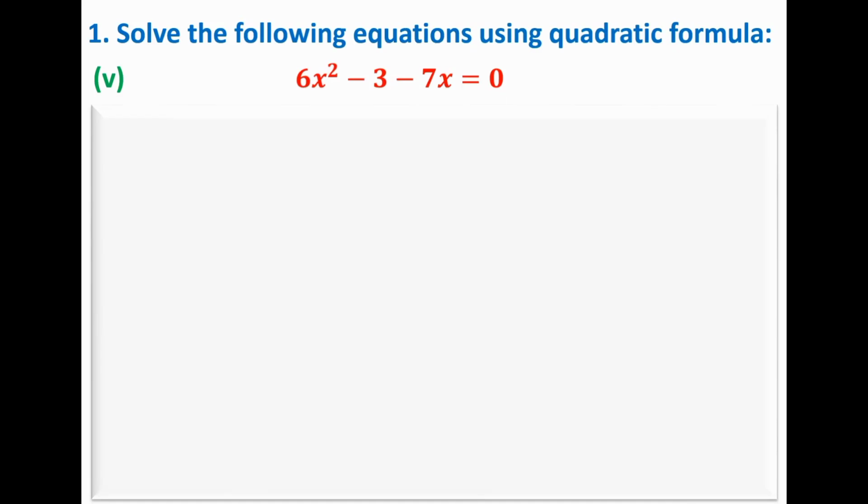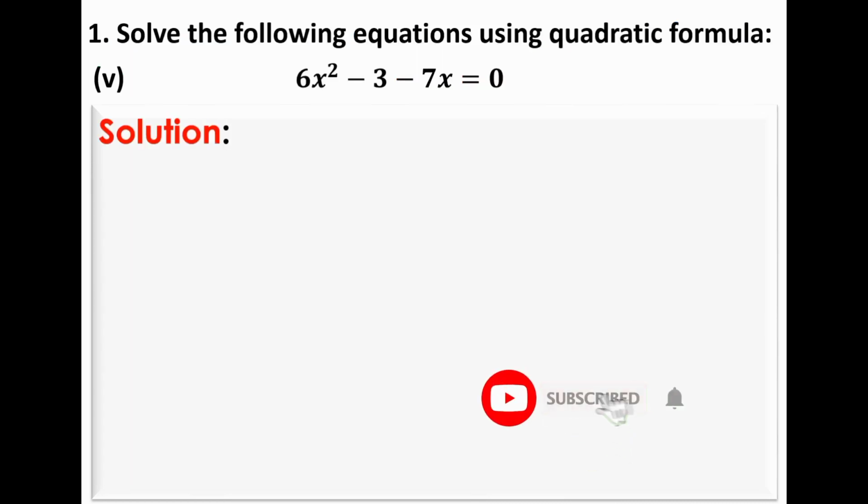Question number 1 is, solve the following equations using quadratic formula, and part 5 of question number 1 is, 6x squared minus 3 minus 7x is equal to 0. Let's see its solution.